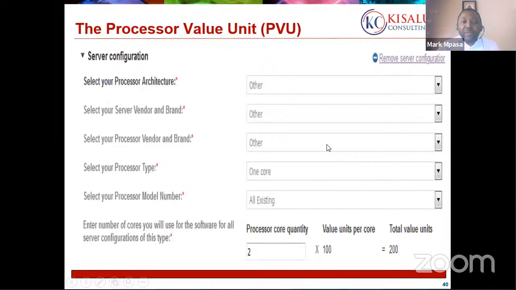The last one, maybe here we are not sure about the architecture. It's not yet licensed, certified by IBM or so. So we don't know the brand as well. We don't know anything about it. Each core for any existing core will have a value of 100. So if our software will be used with 2 cores, then we will need to license 200 units.